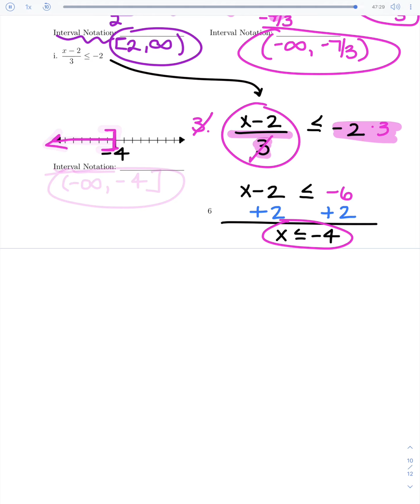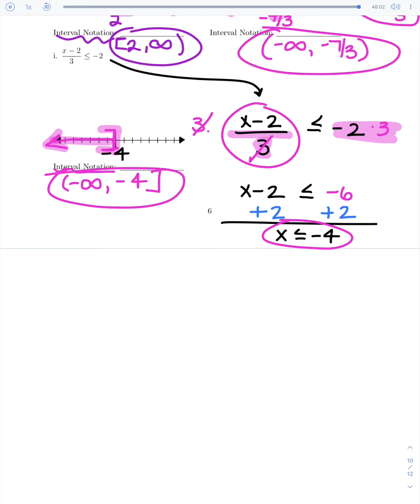So reading my graph from left to right, I start out with an arrow pointing left, which means I'm starting out with negative infinity. And working my way up to where I stop at negative 4, which notice at negative 4 I have a bracket. So I'll close off my interval notation with a bracket. So that's negative infinity with a parentheses, all the way to negative 4 with a bracket. And that's my final answer for my interval notation, and I can go ahead and circle that.